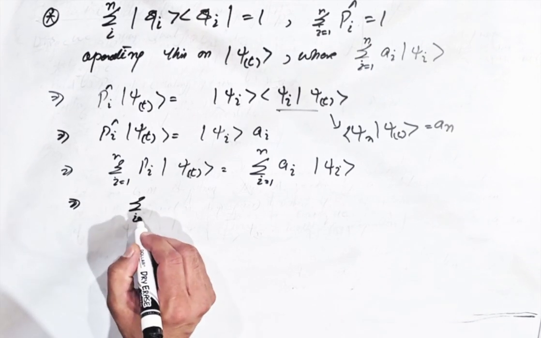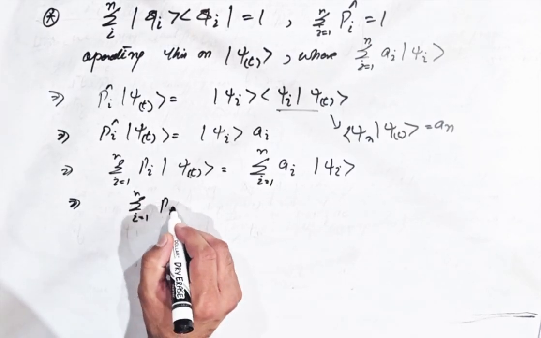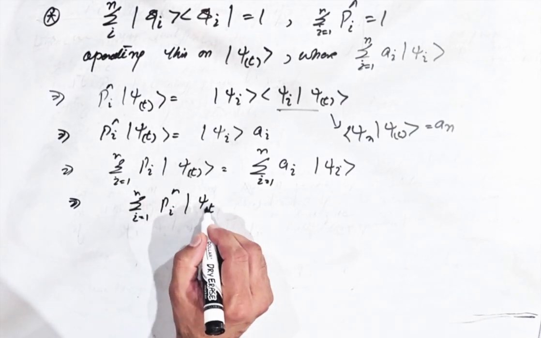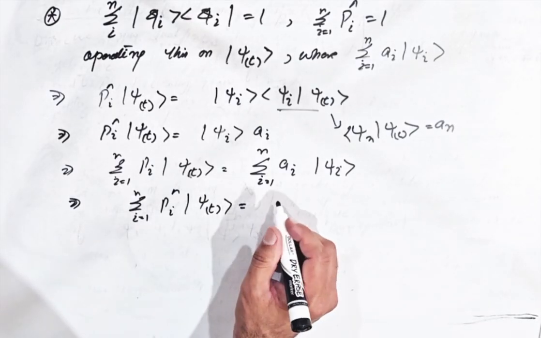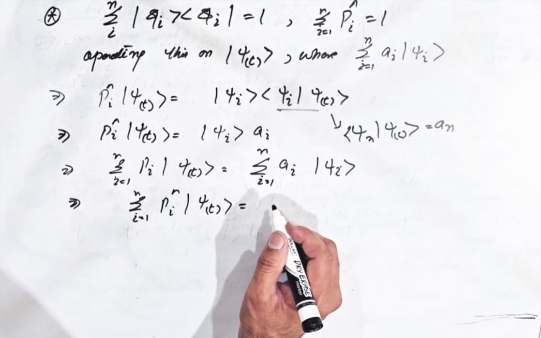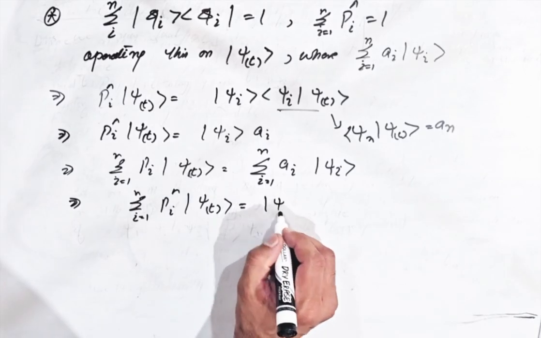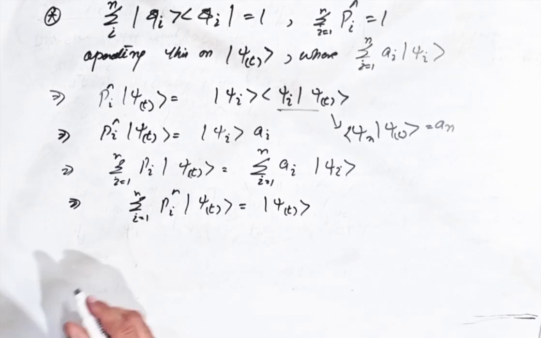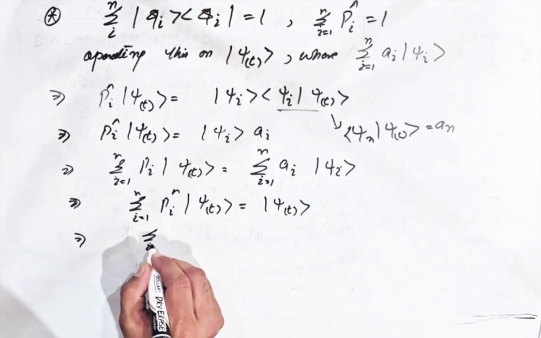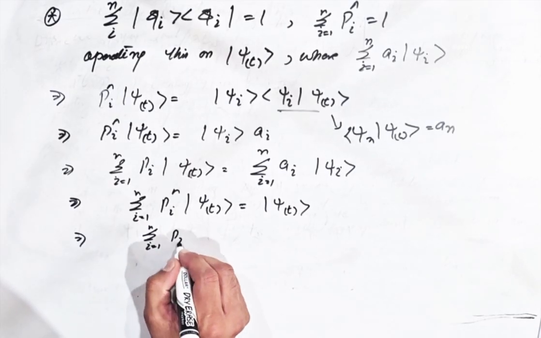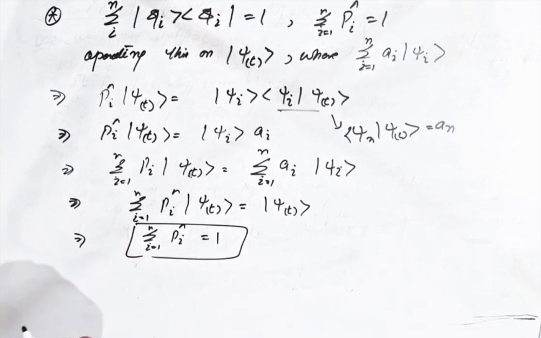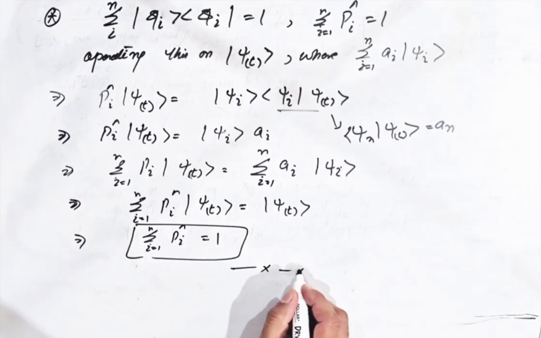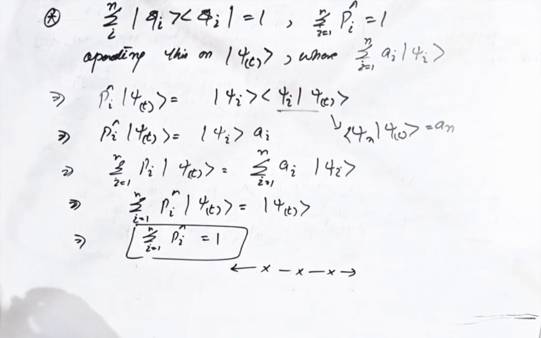This means the sum of Pi psi of t is psi of t, I is equal to 1 up to n, so the sum of Pi is equal to 1. This is all about the projection operator.